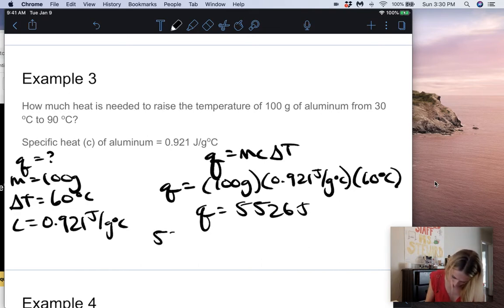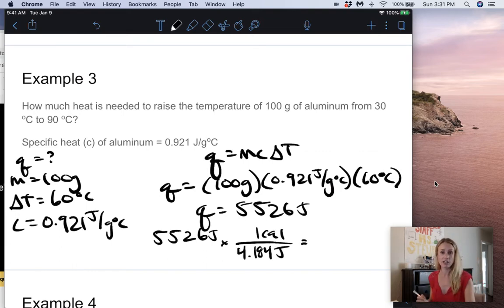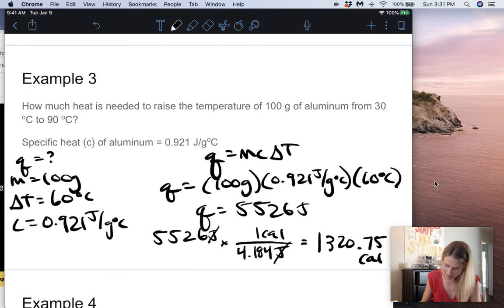But again, if we want to convert that to calories, so we can compare it to water, I start with 5,526 joules. I know that in 1 calorie, there are 4.184 joules. That was our conversion factor. All right, notice how in this conversion factor here, I put joules on the bottom because I want to be able to cancel joules out and convert that number to calories. So we get 5,526 divided by 4.184. And that tells us that we need 1,320.75 calories in order to heat aluminum, the same amount of aluminum, the same temperature change.